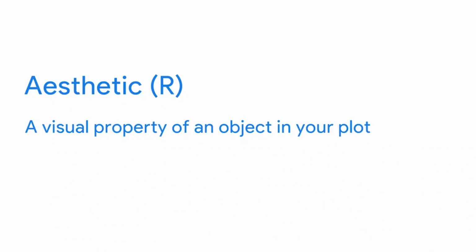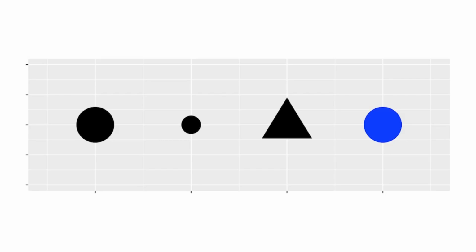Earlier, we learned that an aesthetic is a visual property of an object in your plot. For example, in a scatter plot, aesthetics include the size, shape, or color of your data points. You can display a point in different ways by changing its aesthetics or the way it looks. You can make a point small, triangular, or blue, or a combination of these.